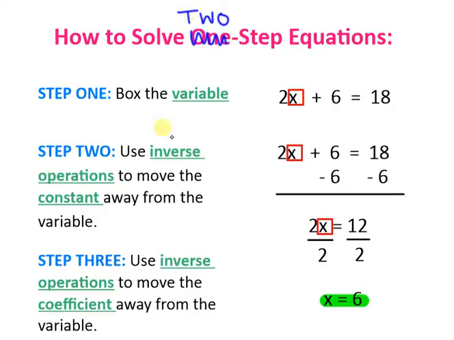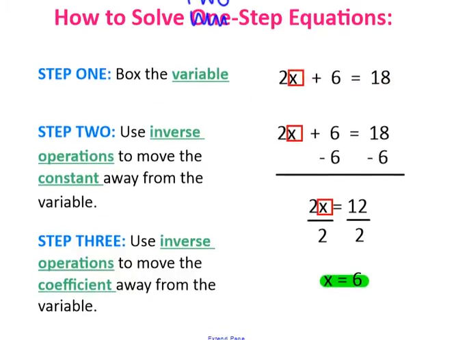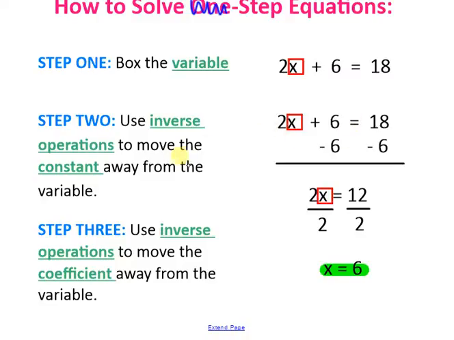So we're going to start with the same first step, and that is you're going to box the variable. The difference is that a two-step equation is going to have a constant and it's also going to have a coefficient. So it's going to look like this, 2x plus 6 equals 18. You're still going to do step 1, box the variable. Step 2 is you're going to use an inverse operation to move the constant away from the variable. So the first thing you're going to do is always move the constant away. So you're going to use addition or subtraction first. That's always going to be the first thing.